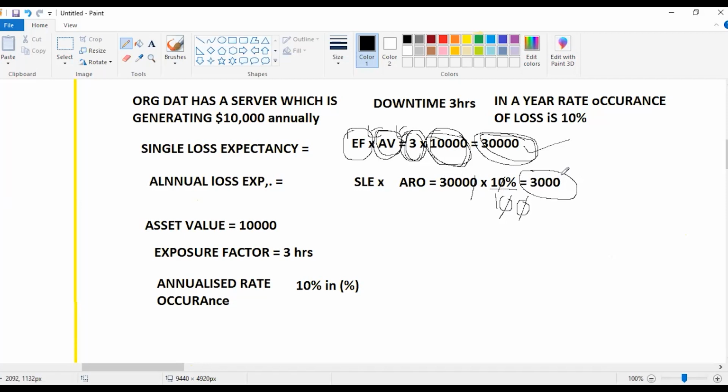Are we clear? Yes, okay, thank you. And suppose if you face it more than once or more than twice, you just need to multiply that.